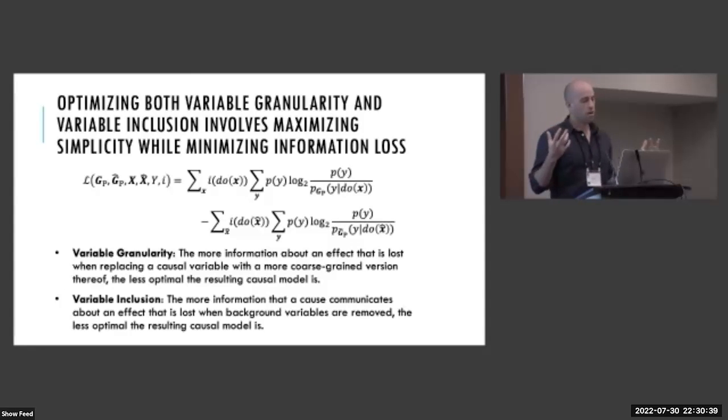Or you want to be able to remove variables from your causal model. This is the variable inclusion case, where you say, look, the more information that a cause communicates about its effect that's lost when you remove background variables, again, where loss is measured by this equation, the less optimal the resulting causal model is, right?